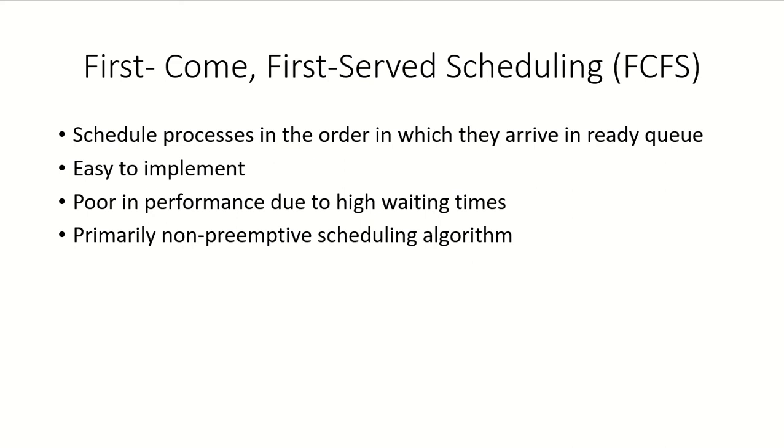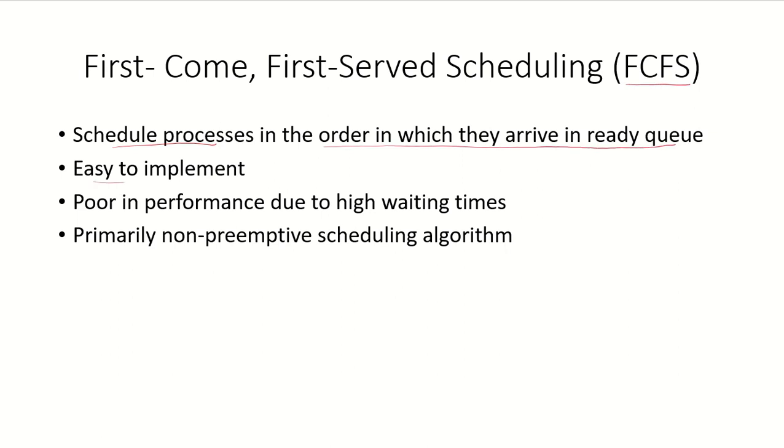In this video, we will take a look at the first come first served scheduling algorithm. In short, it is known as FCFS. So we know that scheduling refers to allocating the CPU to a process in the ready queue. So FCFS will schedule the processes in the order in which they arrive in the ready queue.